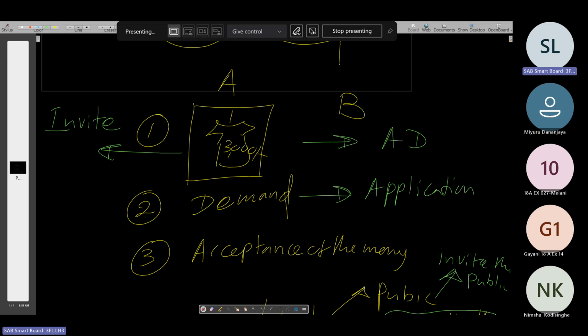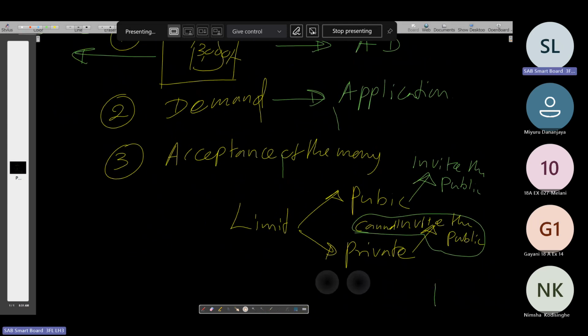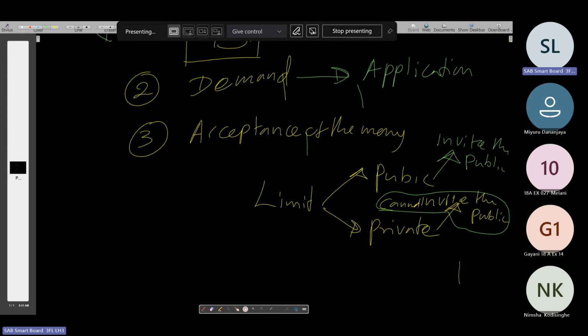Then after the application, what happened? The application is accepted by the company, by allotting shares to the applicant. Allotting shares. Allotment. So that is the third step, allotment. The company can accept the application of the prospective shareholders by allotting shares.